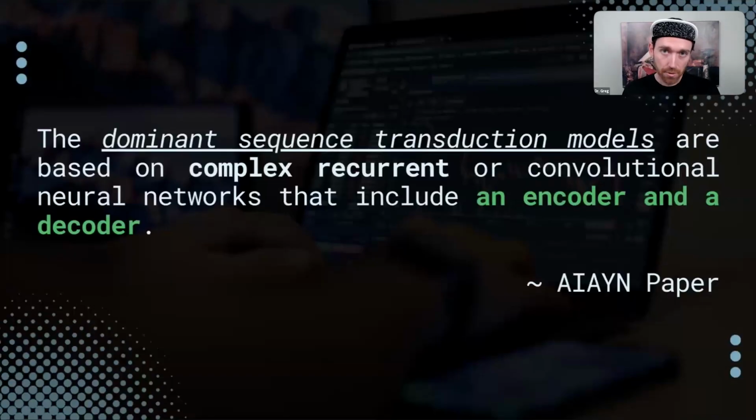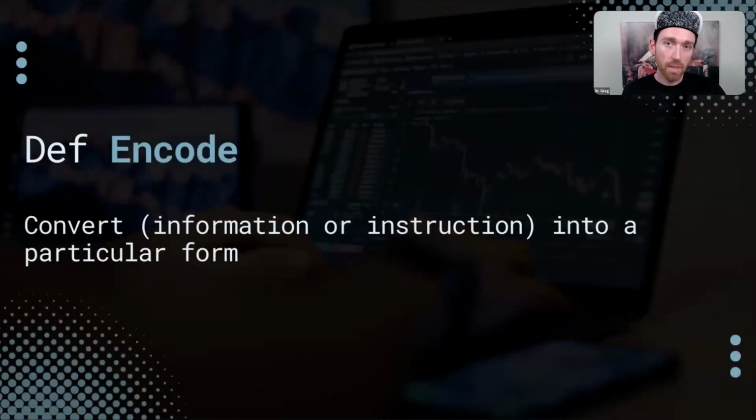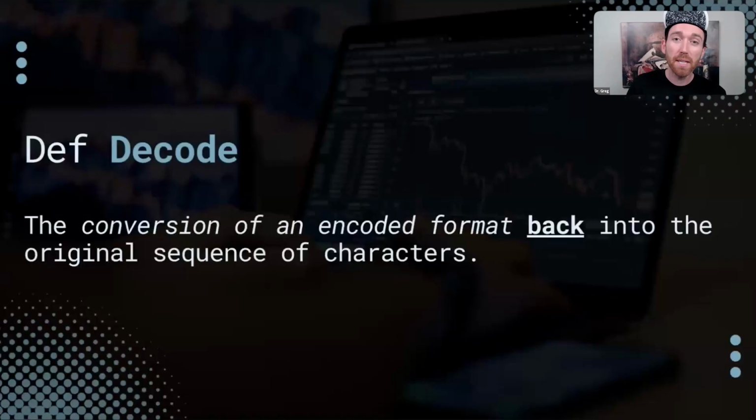Okay, back to the first sentence of the paper. The dominant sequence transduction models, sequence transduction, are based on complex recurrent or convolutional networks that use an encoder and decoder. Okay, let's try to decode some language here by assessing what the actual definitions of these words are. So encode is just trying to convert something into a coded form, right? So we're trying to convert, in this case, text, a sequence of text, and really, if we talk about GPT models today, often instructions, into a particular form. Now, to decode is just to basically convert that encoded representation back to something that looks like what we put in. That's kind of what's happening.